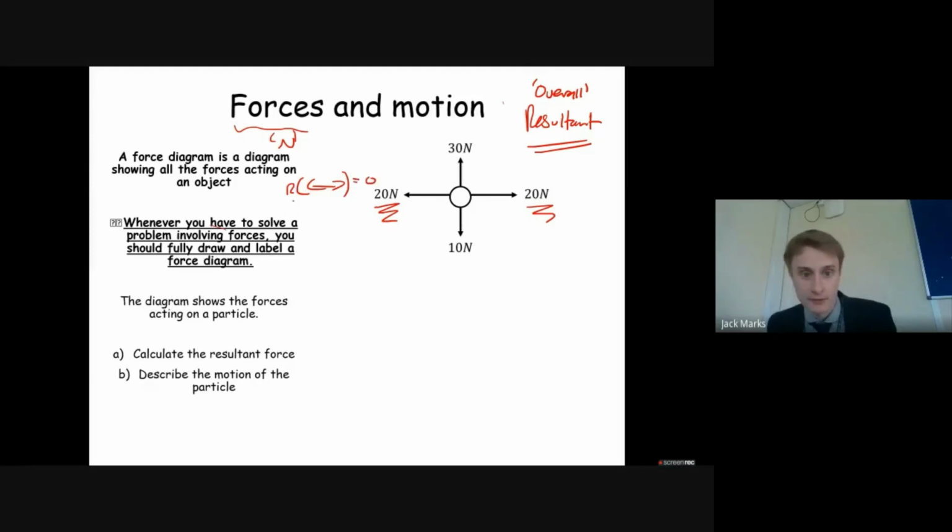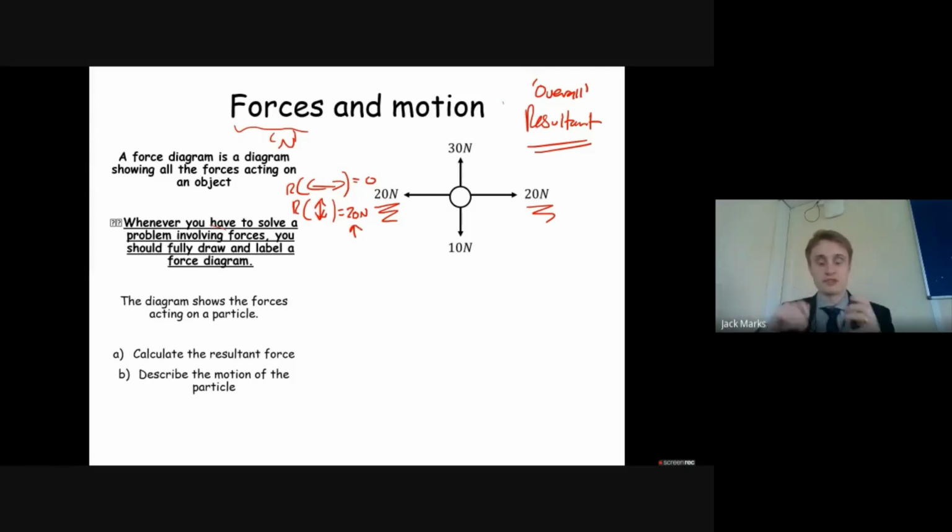What about up and down? You have to consider vertical and horizontal separately. So up and down, you've got 30 going up and you've got 10 going down. So forces up are massively outcompeting forces down, aren't they? So we're going 20 newtons in the upwards direction.